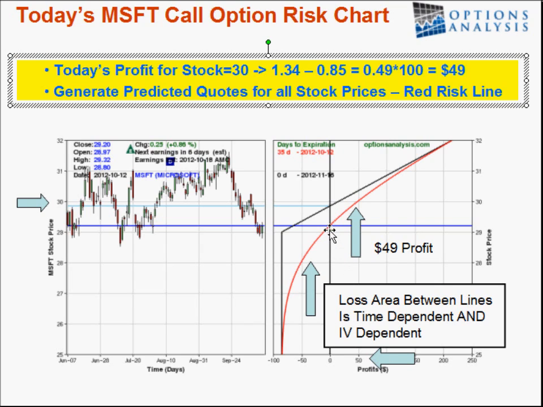The value between the red curve and the black expiration line is what's called our profit loss area, and it's time dependent. As time goes by, that red curve is going to start to move. It has to start moving and reach the expiration line when we get to 0 days.